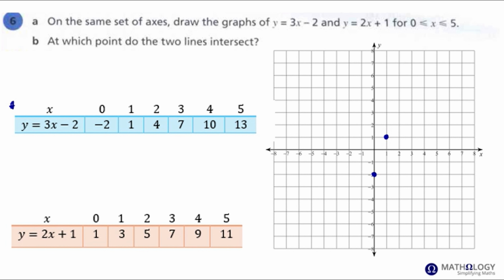x is 2, y is 4. x is 3, y is 7. And then we've got the point (4, 10). The graph only goes up to 8 on either axis, so it doesn't really matter. We've got at least 3 points. We've got 4 points here.